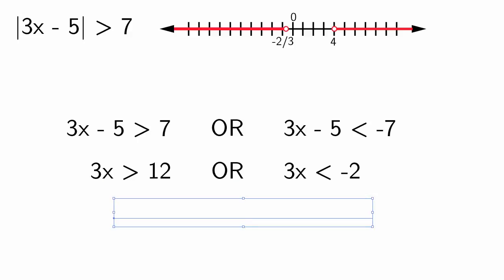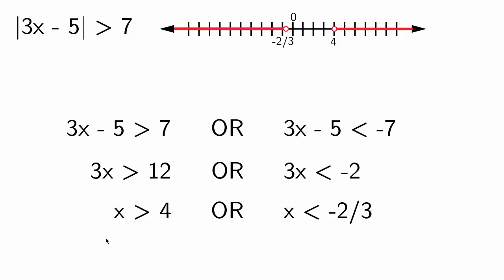When we do that, we're going to get x is greater than 4, or x is less than negative 2/3. So up here in red, the solutions are all in red. These are the values of x that are greater than 4. These are the values of x that are less than negative 2/3. I don't have the point graphed, but the center point here is 5/3 and the distance from 5/3 is going to be 7/3. But we don't care. We've got the solutions.